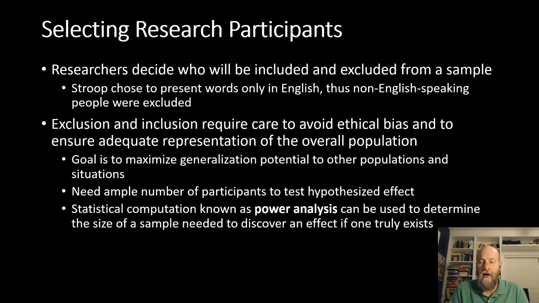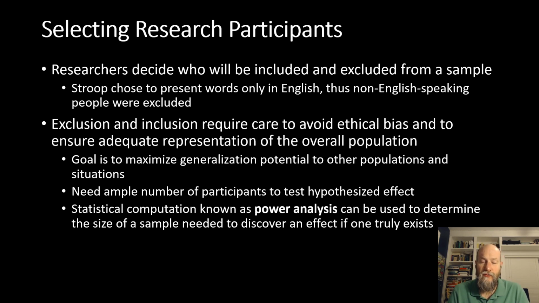So how do we go about selecting our research participants in an experiment? We first start off, as we discussed in our chapter on samples and populations, by deciding who's going to be included and excluded from a sample. For example, there might be some logical, theoretical reasons or practical reasons about who you're going to exclude or include. Stroop chose to present the words only in English in his original test, and therefore non-English speaking people were excluded. As you can imagine, people who are not literate are also excluded from this test. They're not able to participate because of certain characteristics.